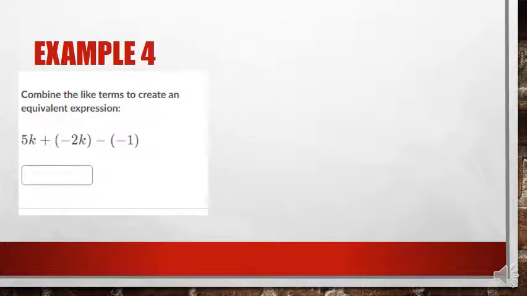Example 4. All right, I wanted to throw this one in there in case you saw this one. This says 5k plus negative 2k minus negative 1. Before you get started, if you get one like this, I want you to look at this. The fact that they threw in a subtraction sign here, you don't want to use the subtraction sign. You want to turn this to addition.